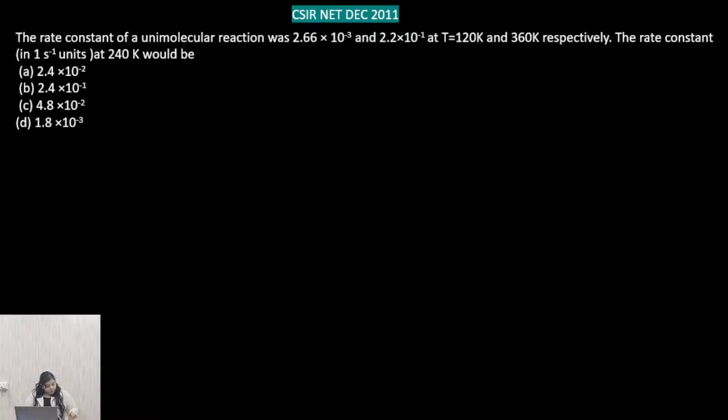Now moving on to our next exam, which is conducted in 2011 only, but in the December month. Okay, so the first question is there. It says the rate constant for a unimolecular reaction was this and this at two temperature conditions, which is at 120 and 360 Kelvin. The rate constant at 240 Kelvin is which one?